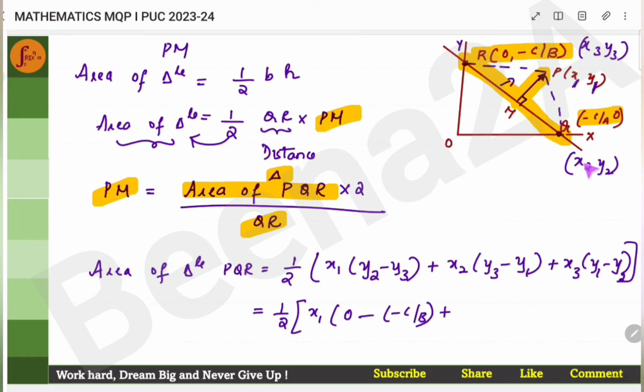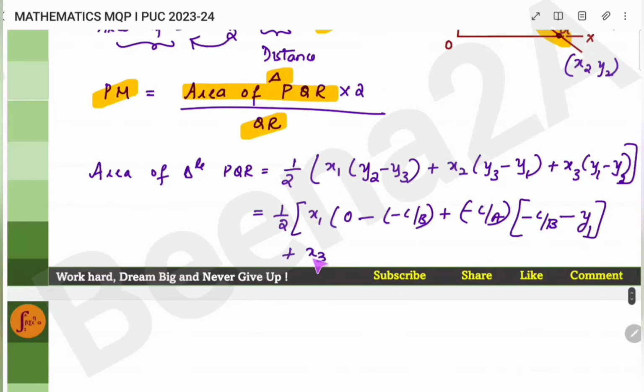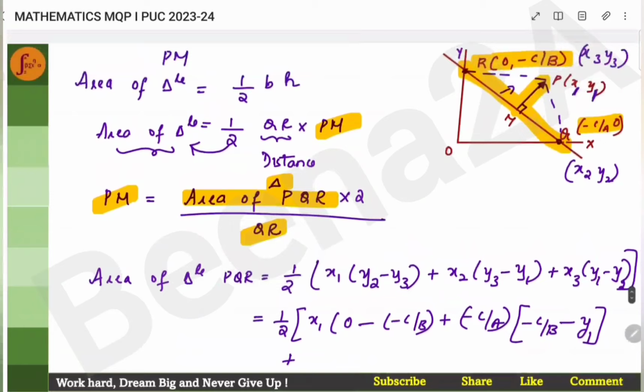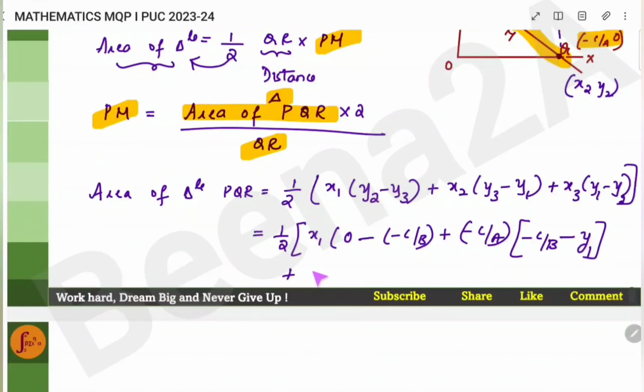Then instead of x2, we have minus c by a. Instead of y3, we have minus c by b. And minus y1, we leave it like that. Plus x3. What do we have instead of x3? 0. So 0 into anything is 0. So let's leave it there.